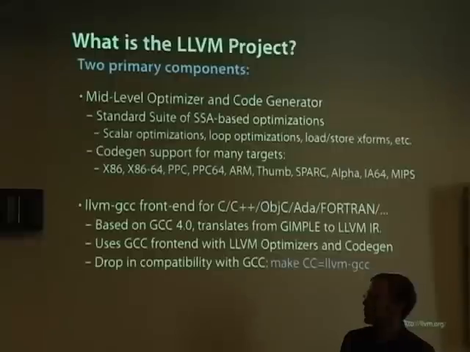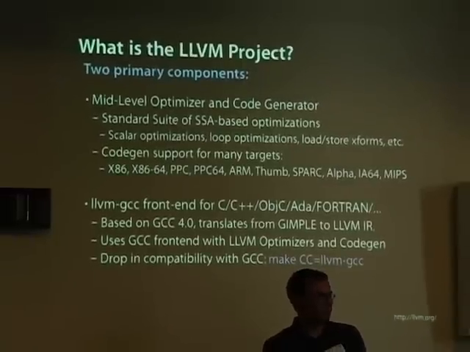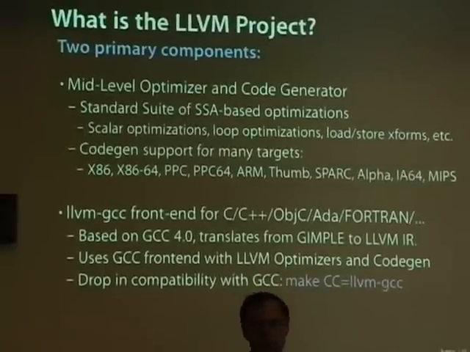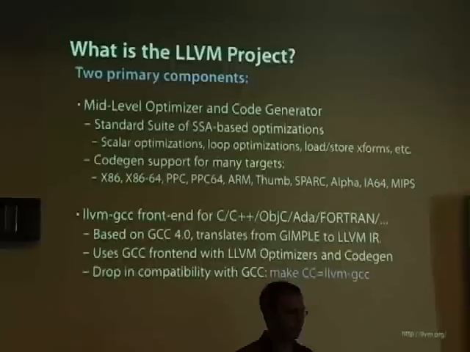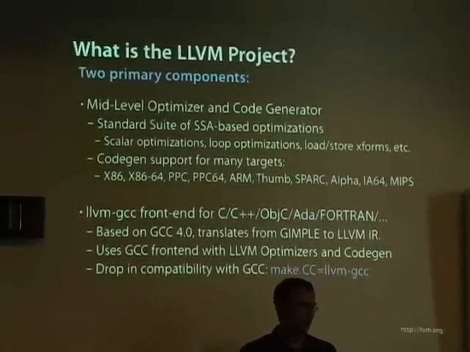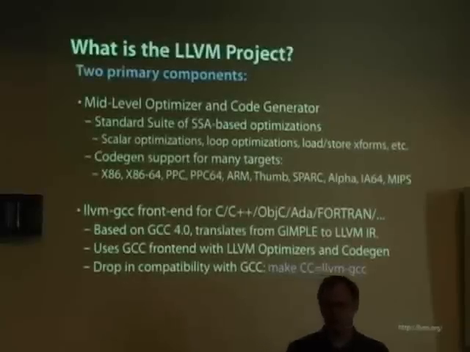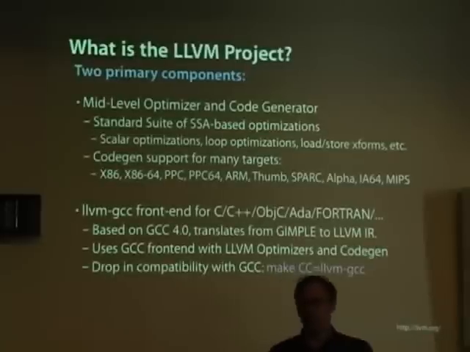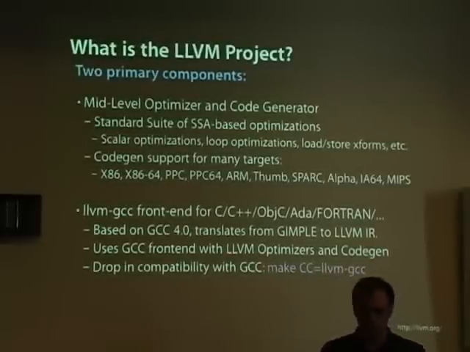So LLVM is basically a compiler. What does that mean? To date, we focus on two major things: an optimizer and code generator components for LLVM, and a front end. The optimizer and code generator is very similar to the GCC optimizer and code generator in some ways. It's SSA based. The back end targets many different architectures. I think there's 10 major ones.